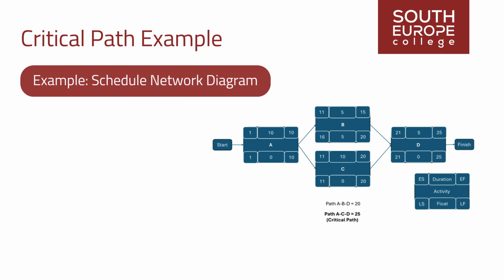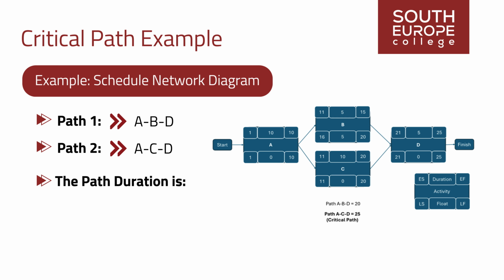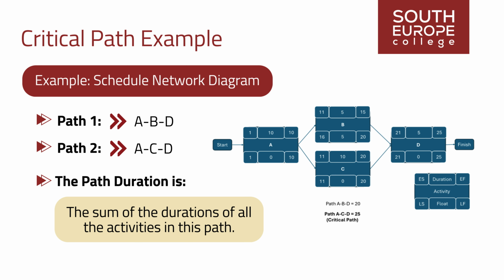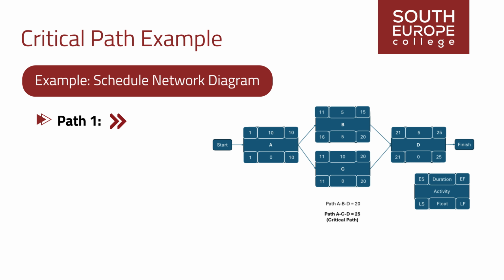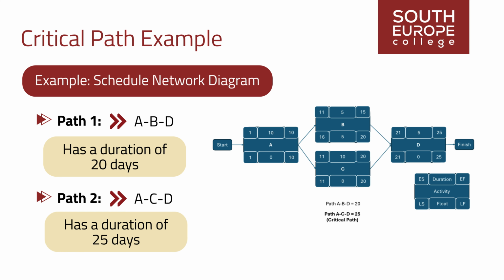In the below example of a schedule network diagram, there are two paths. Path 1, ABD, and Path 2, ACD. The path duration is the sum of the durations of all the activities in this path. Path 1, ABD, has a duration of 20 days. Path 2, ACD, has a duration of 25 days.